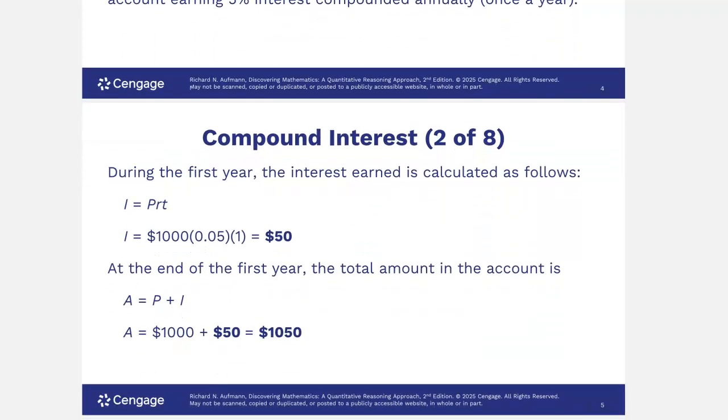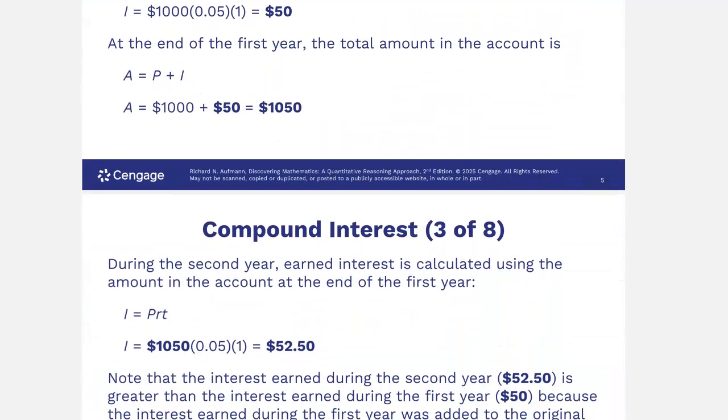So that first year, we would find the interest by I equals PRT. We talked about that in the simple interest section. So the interest would be $50 for that first year. The future amount of that $1,000 after that first year would be how much we invested plus the interest, which would be $1,050. So that's how much would be in there.